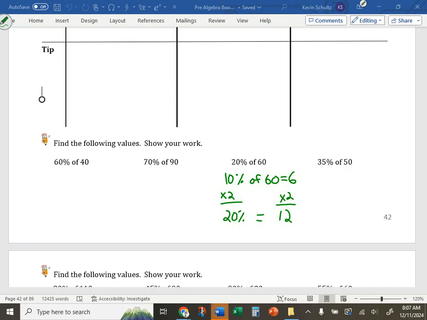Questions on that? Do we like the percentages method better than fractions? No. We like fractions better. Cool. Okay?